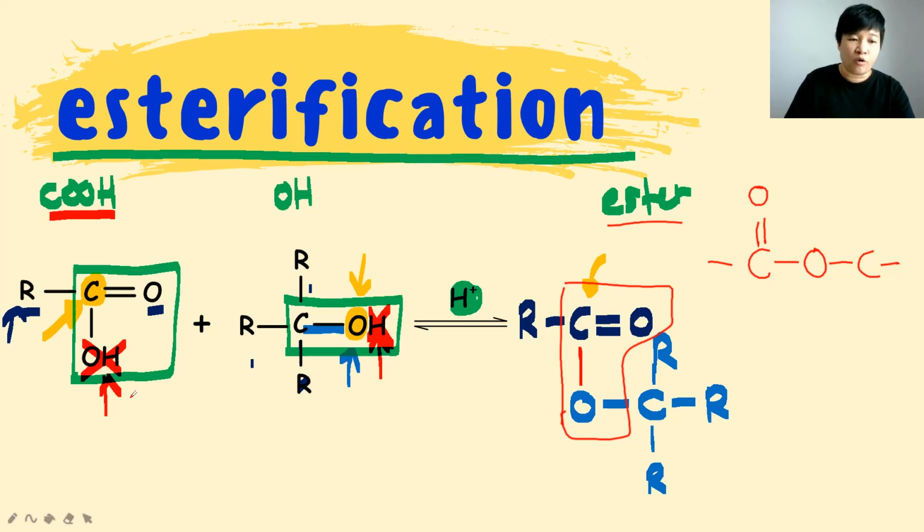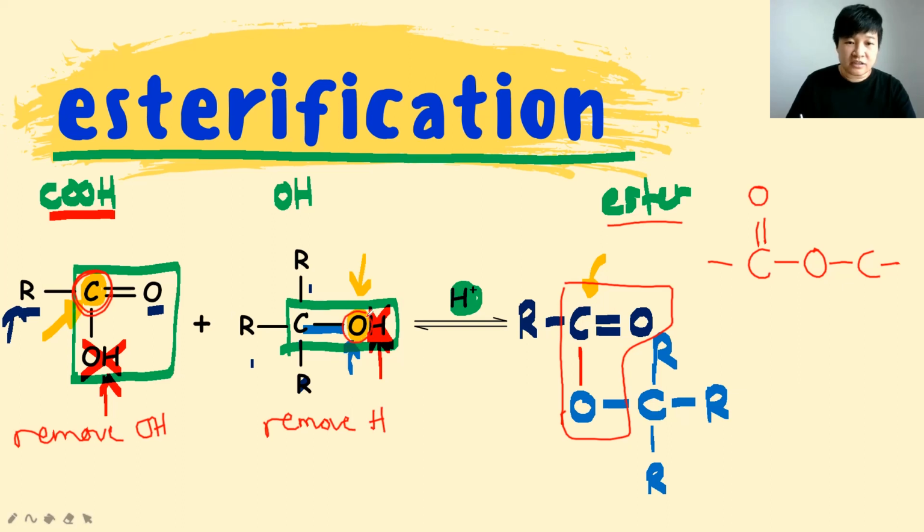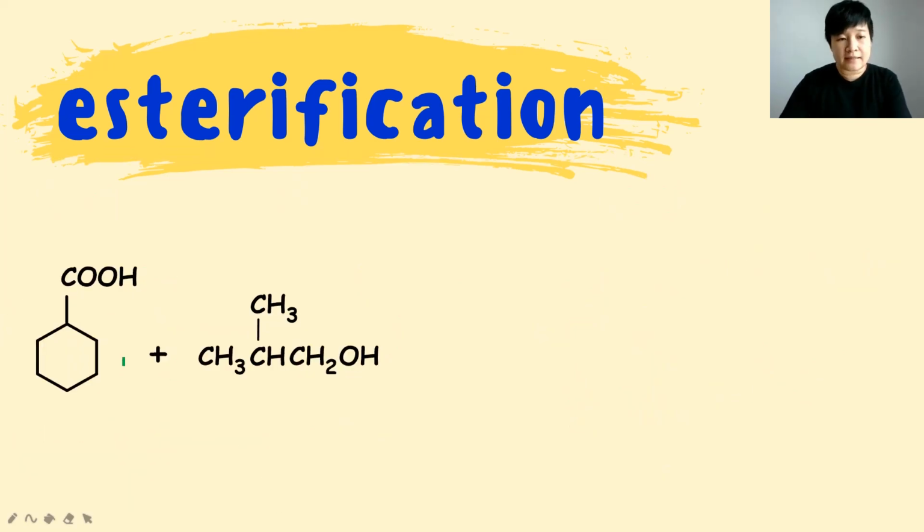So always remember, in your carboxylic acid, you will remove OH. In your alcohol, you will remove H. So you will form a new bond between the carbon that loses the OH and also the oxygen that loses the H. So what do you think the byproduct will be? The byproduct will definitely be your H2O because you remove your OH and also your H. So in the formation of ester, the byproduct will be H2O. Simple, easy.